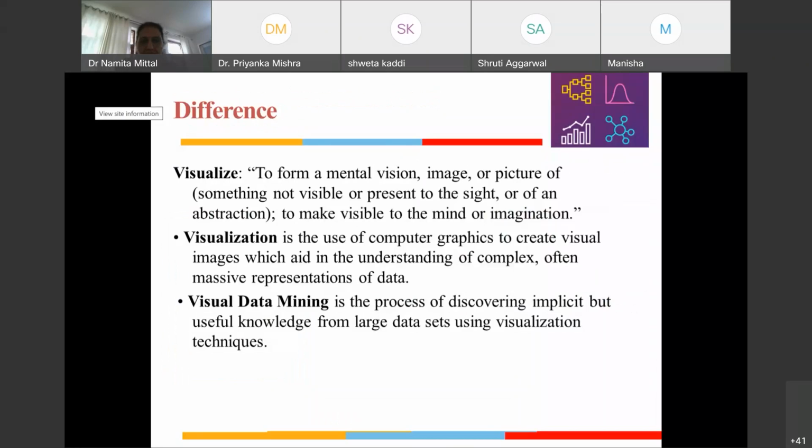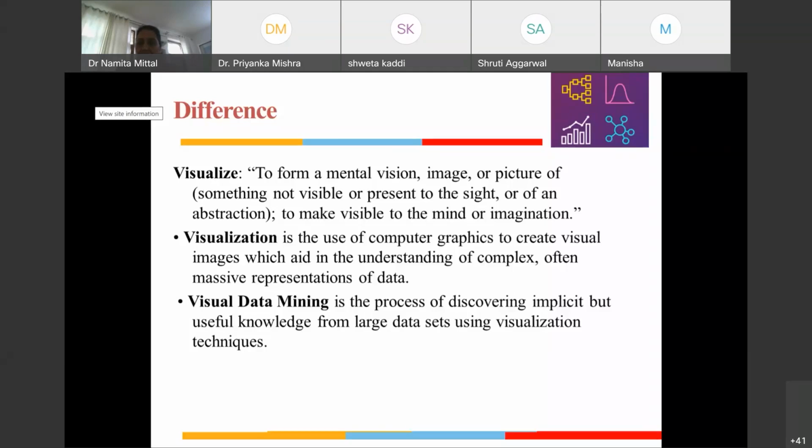So how do we differentiate between visualization and visual data mining? They are related to data visualization. So to form a mental vision, image or picture: whenever we see something, we are able to understand it much better. That's why we see pictures, right? When we go to watch a movie, if we see something in the movie, it remains long lasting. Or someone tells us, or someone teaches us, or we read. So there are 3 ways to grasp things. The best, the long lasting one, is visual.